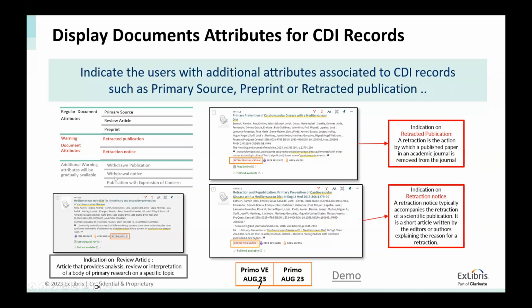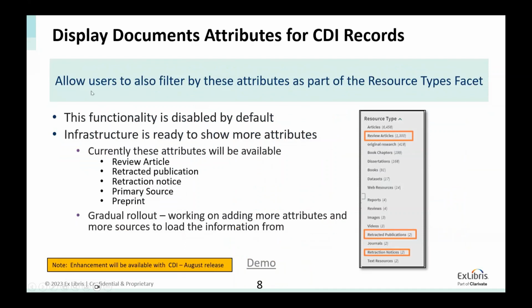And there are also, as I said, regular document attributes. As you can see here, we marked this one as a review article, and this one will appear after the peer-reviewed and open access indications. Just before I go into a demo, I also want to emphasize that it's not only that we are adding this indication for display in both the brief results and the full display, but we are also adding the option for the user to filter by these attributes.